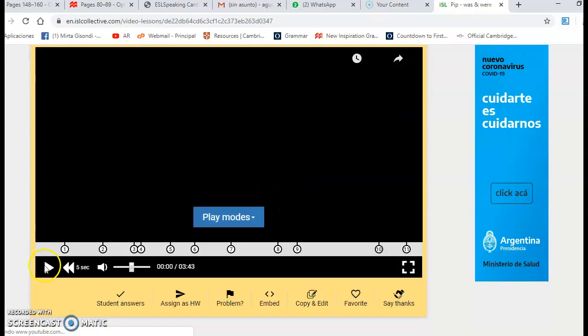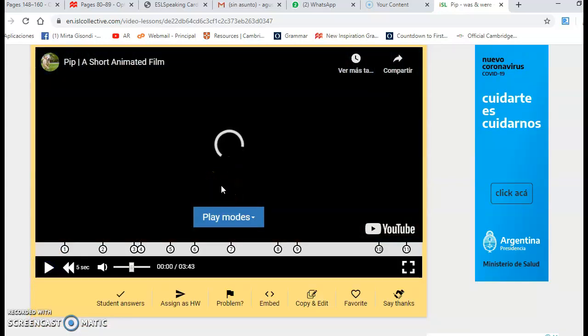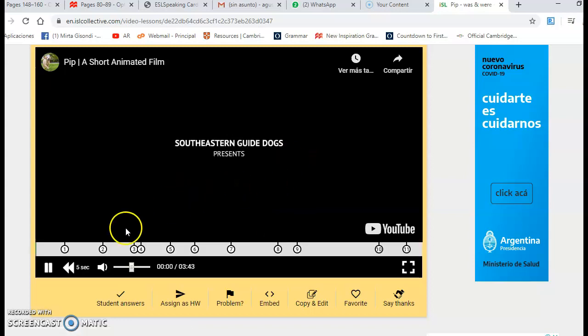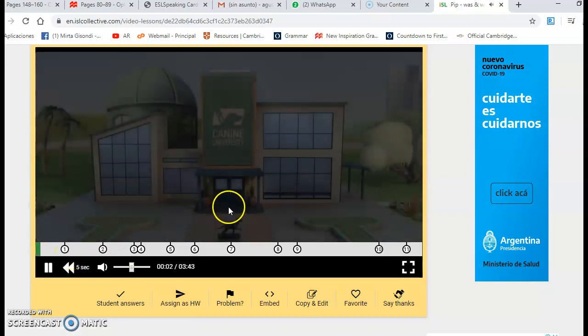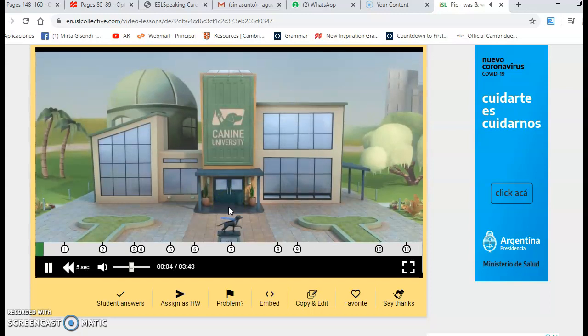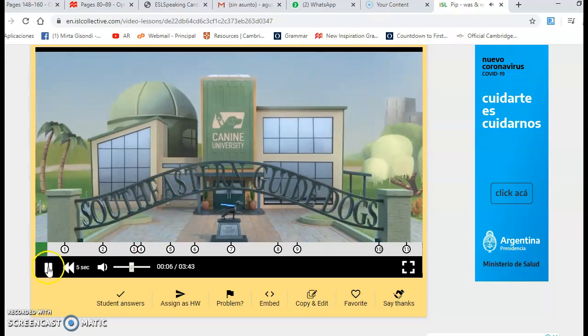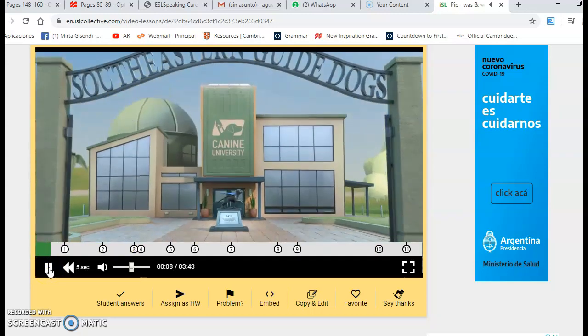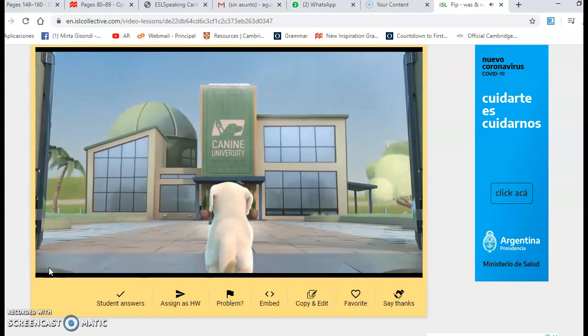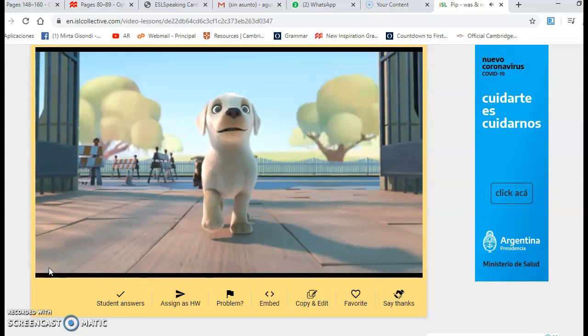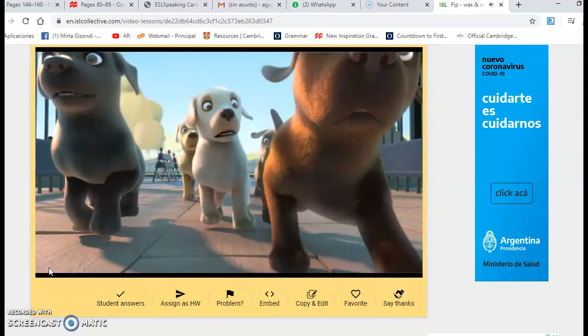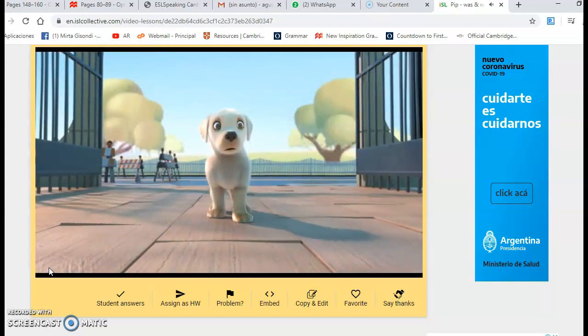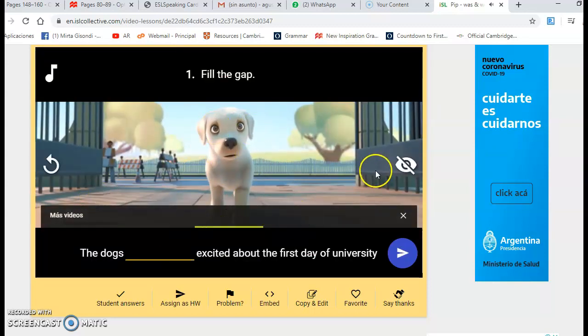Ustedes ponen play, ¿sí? ¿Sí? Va a empezar a surgir la historia. Y ahora aparece una pregunta, ¿sí?